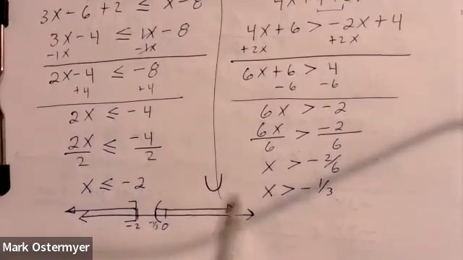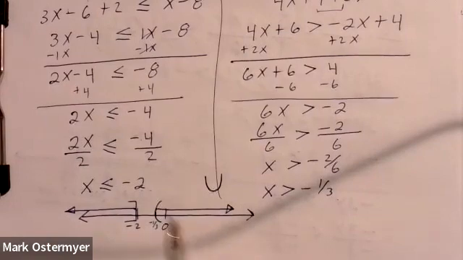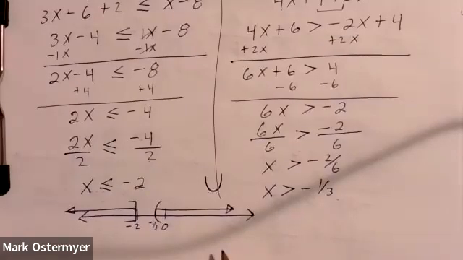Give me a solution or a real number out of this solution set. Any number greater than -1/3. Give me something. 1 would be a solution. 0 would be a solution, correct? 10 million would be a solution.